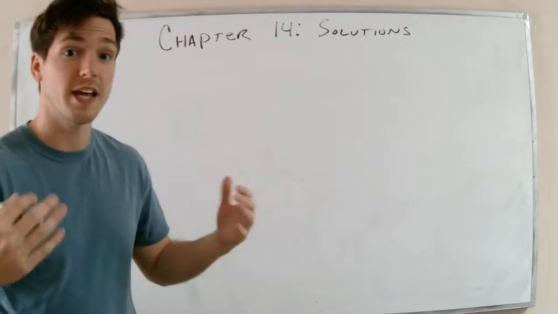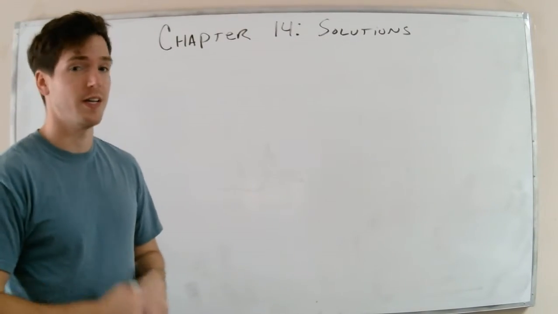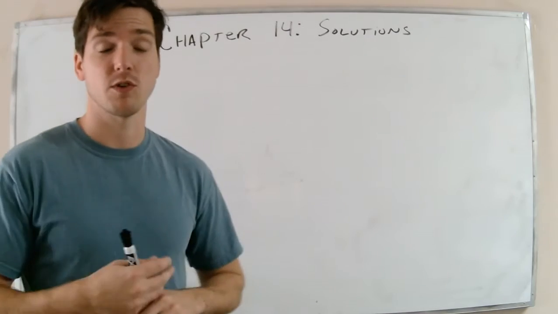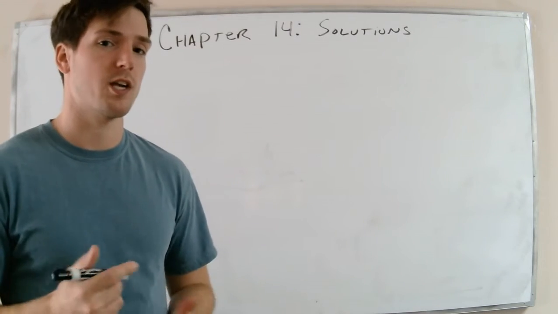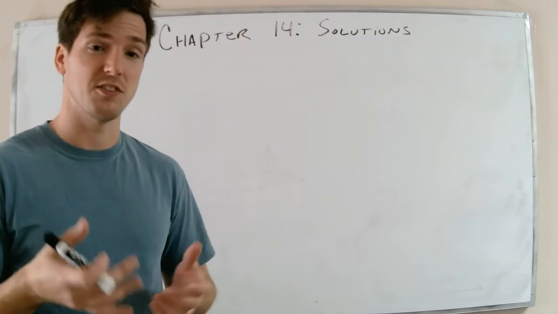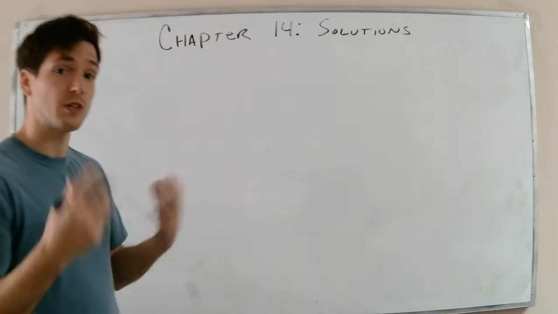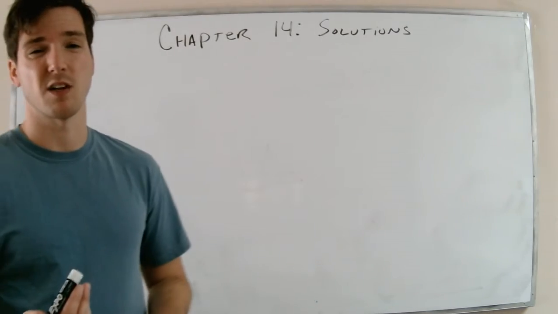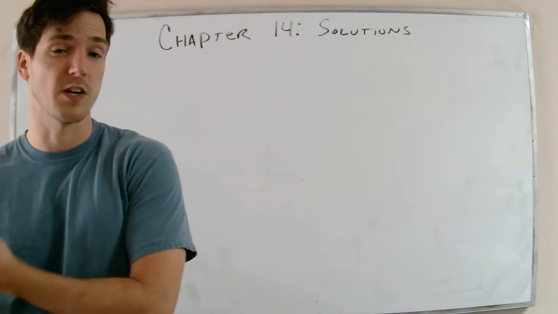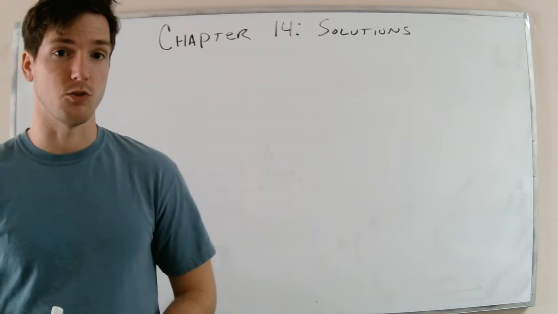Hey everyone, so today we are moving on to a new chapter, chapter 14, and it is solutions. So pretty much in chemistry, when you see chemical reactions happen, it's usually between the mixture of two liquids or two solutions. So in this chapter, we're going to be figuring out some basic things about solutions, and we're going to be able to figure out how to make these solutions, right?